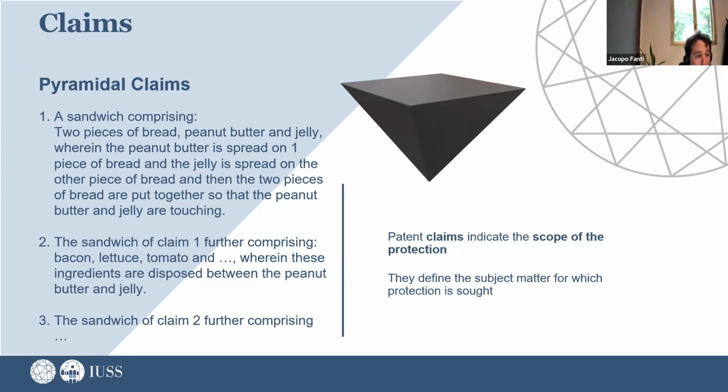So in this case, for example, we have a first description which describes a sandwich in its very core structure, and then, thanks to the other claims, we add the details. So we refer to the first one, adding details. This is the typical structure of claims. And the patent claims indicate the scope of the protection. It's the very core, it's a very legal part of the patent.